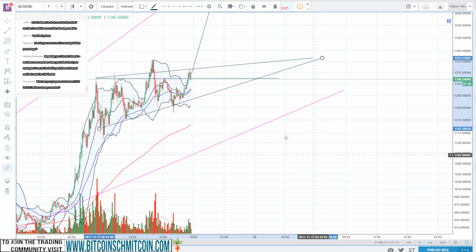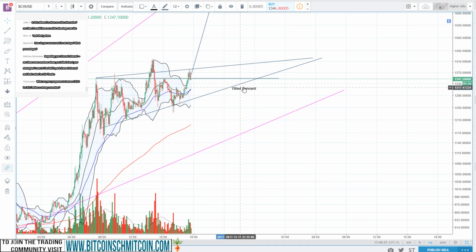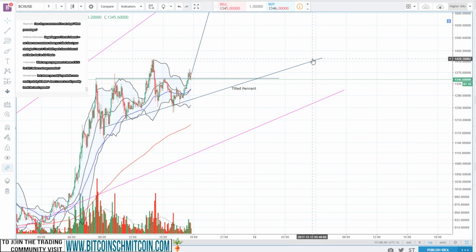I wish I could write it out here. I'll write it out. So it's called a tilted pennant. Google it. That's what this pattern would be called. But either way, it's a bullish continuation. It has the same price target as the other bullish continuations I've drawn out, so it really doesn't matter how you draw it. It's a bullish continuation pattern nonetheless.